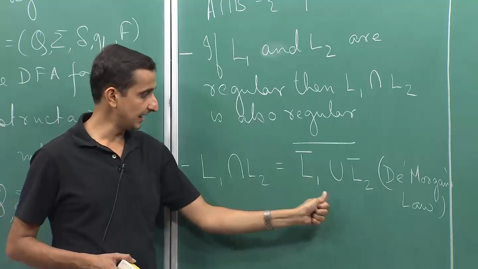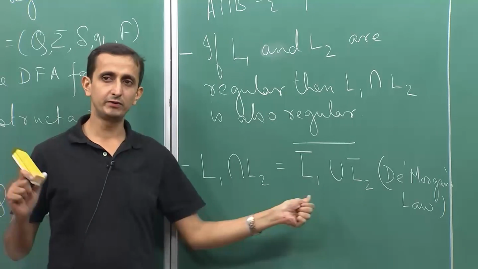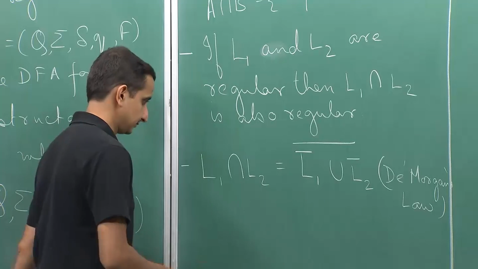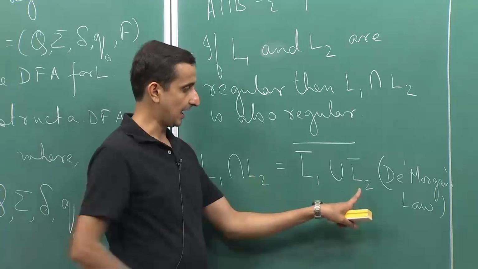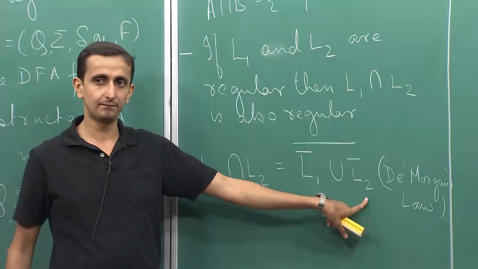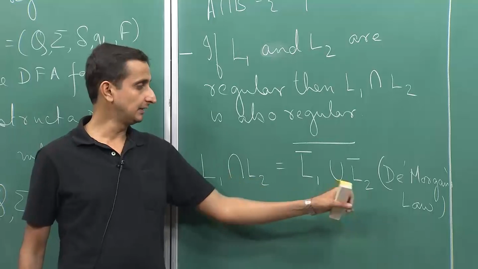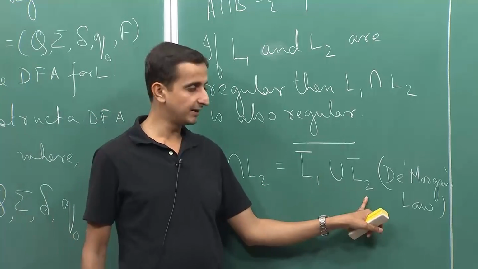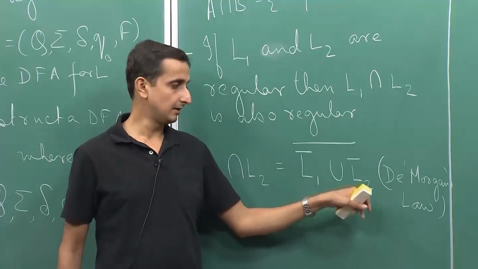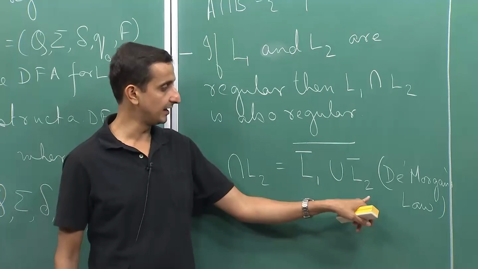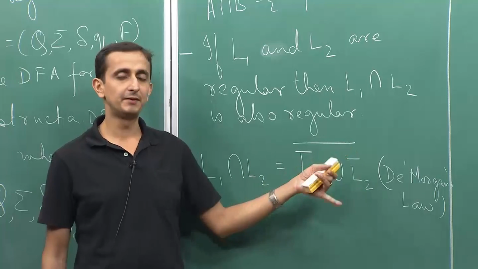So, if L1 and L2 are regular, by what we just saw, L1 complement is also regular. So, L1 complement is regular and L2 complement is regular. So, if L1 complement and L2 complement are regular, then L1 complement union L2 complement is regular, and from L1 complement union L2 complement, the whole complement is also regular.